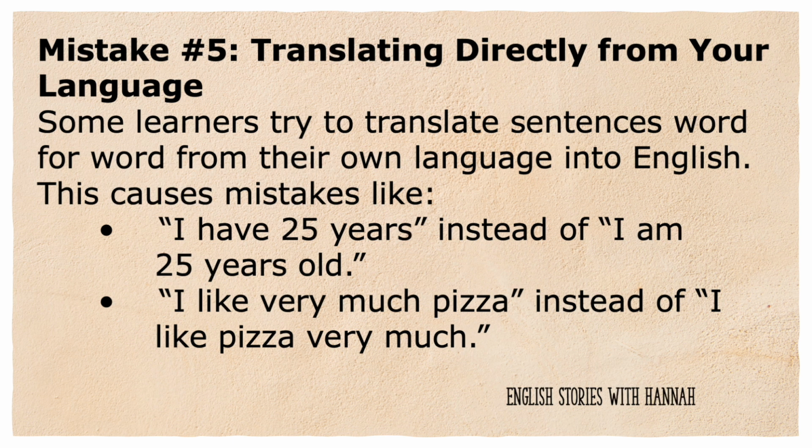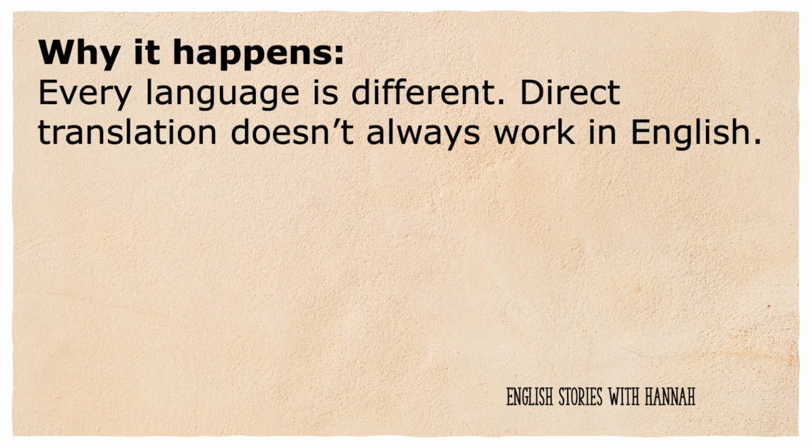Mistake number 5, translating directly from your language. Some learners try to translate sentences word for word from their own language into English. This causes mistakes like, I have 25 years instead of I am 25 years old. I like very much pizza instead of I like pizza very much. Why it happens? Every language is different. Direct translation doesn't always work in English.